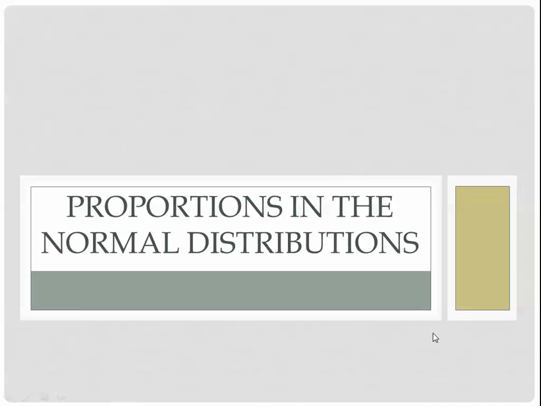In this video, we're going to talk about how to find proportions in the normal distribution. We're going to take normal curves and find proportions, the area under the curve, between 2 points in an interval.